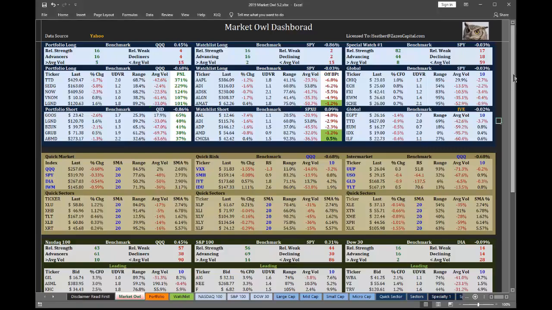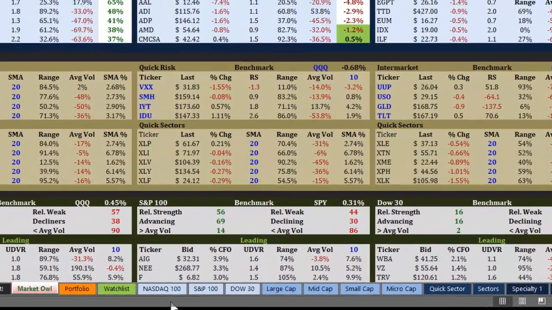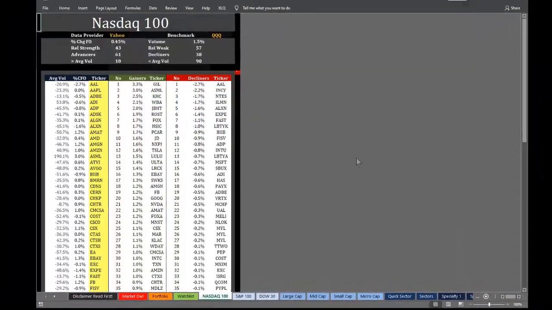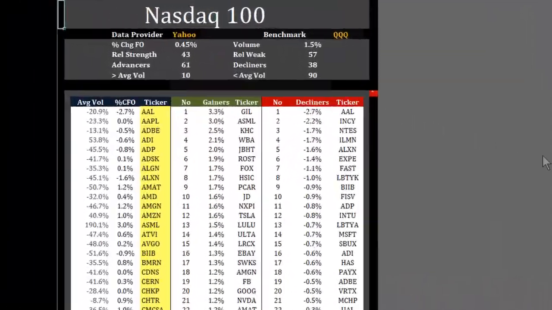Where does the data for the Market Owl dashboard come from? Well, it comes from the individual pages within the workbook. Information and data is extracted from these individual pages and summarized on the dashboard. So let's take a quick look at the pages. They're all structured the same.